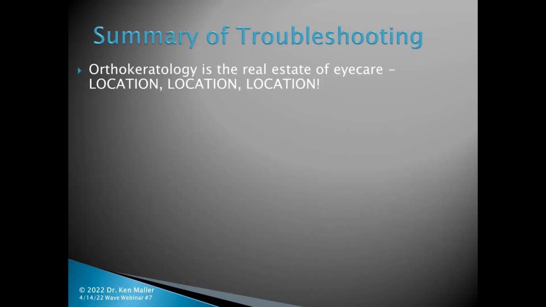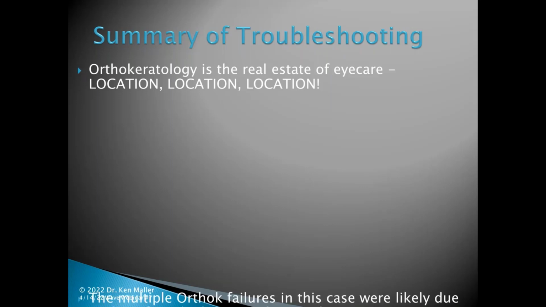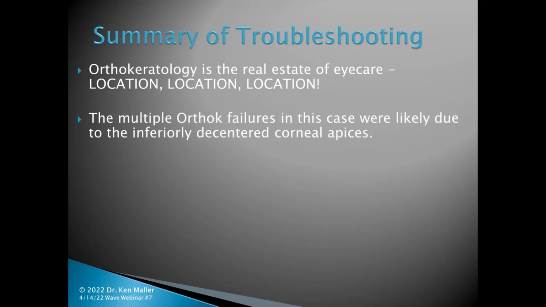So, summary of troubleshooting. Ortho-K is really the real estate of eye care. It's all about location. You must get the lens to sit where it needs to sit. Otherwise, you're dead in the water in terms of giving proper correction. The multiple Ortho-K failures in this case were likely due to the inferiorly decentered corneal apex.